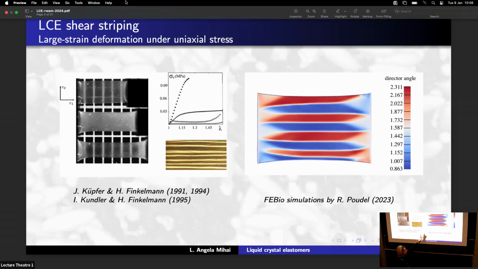Here is a successful finite element simulation by my PhD student, and I must say that it took him a while to get it. So it's not so easy to get these simulations done, but yeah, they do occur.